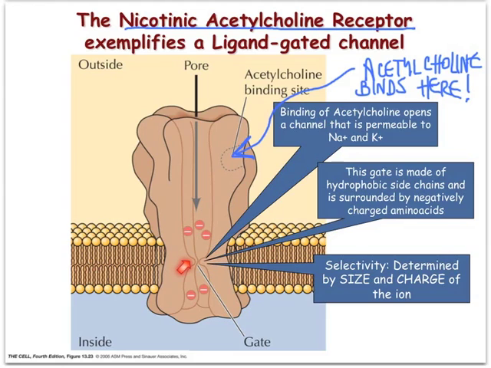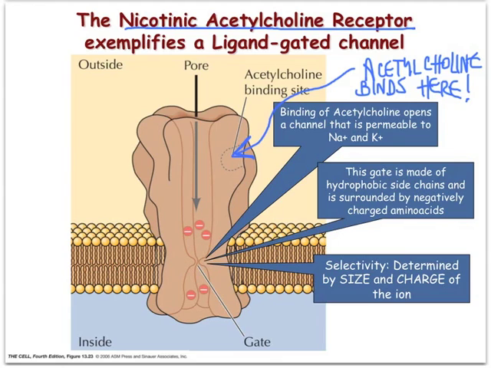The gate that is opened upon the binding of acetylcholine to the pocket is made of hydrophobic side chains. That is, there are hydrophobic amino acids in this region, and their hydrophobic side chains are the ones that form the gate that keeps ions from flowing freely across the channel. In close proximity to the gate of the channel, there are negatively charged amino acids, and those negatively charged amino acids are the ones that actually favor the flow of sodium and potassium ions through the channel.